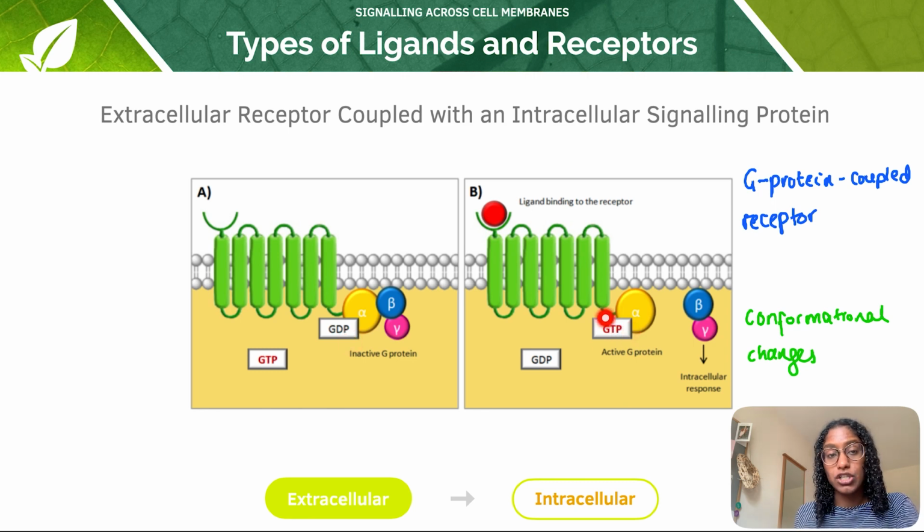And this active G protein now uncouples to form a beta gamma part of it and an alpha part of it. And both are active in their own ways, and both can stimulate intracellular responses. So you can see here how an extracellular receptor, in which the ligand is binding to the outside of the cell, so to the outside of the receptor, is coupled with an intracellular signalling protein, leading to an intracellular response.